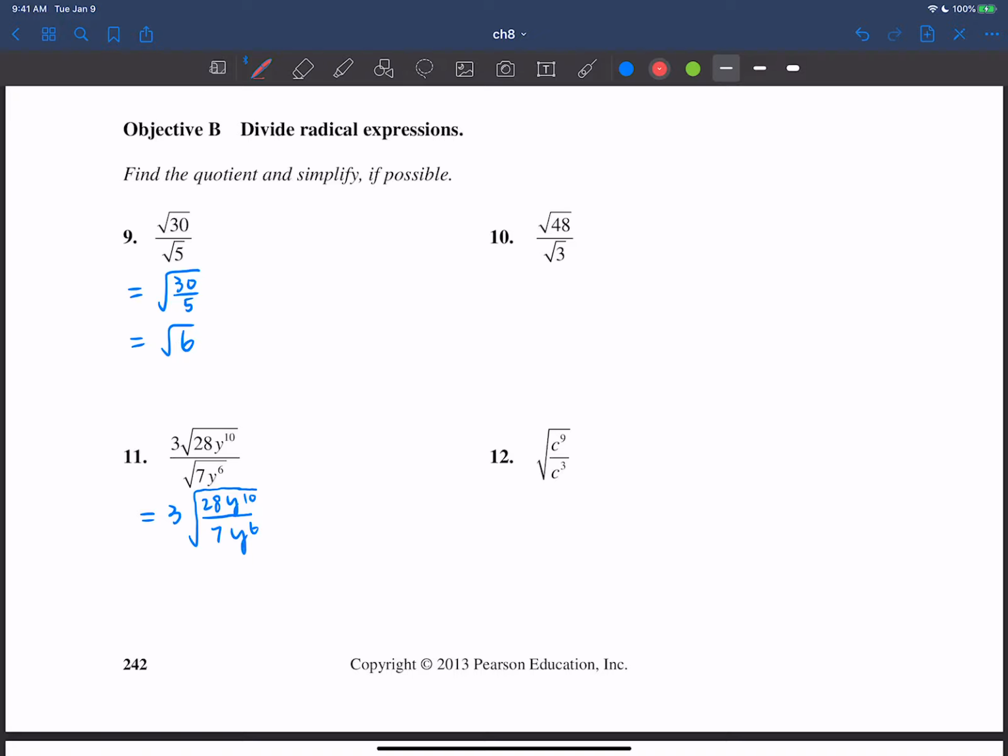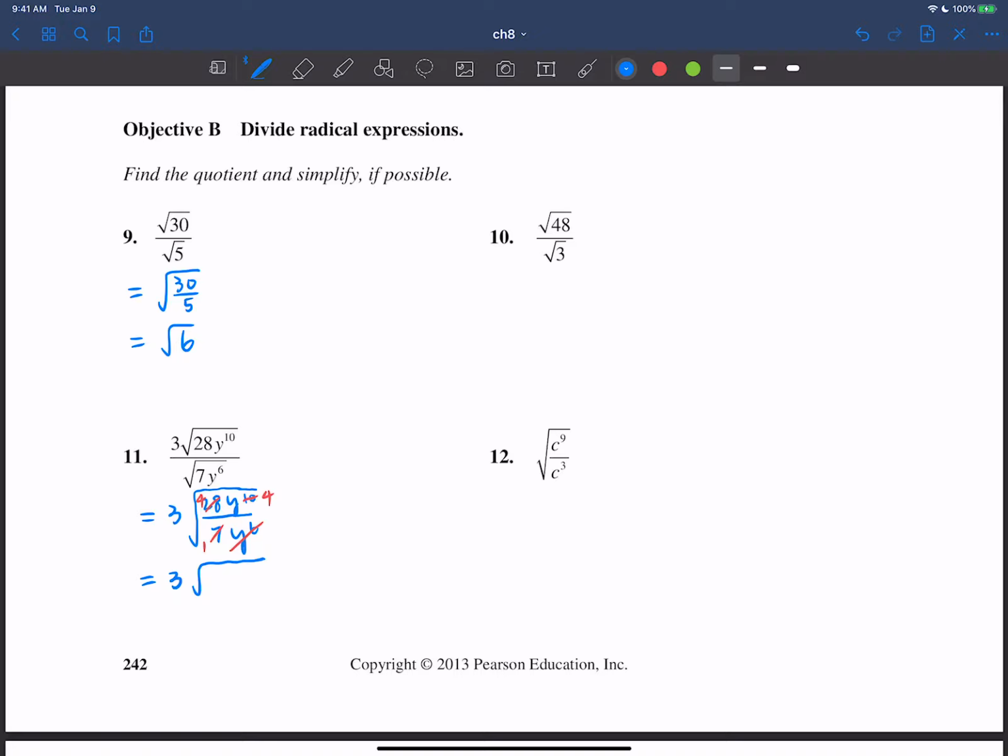Numerical part, 28 and 7, they have a common factor of 7. So I divide both of them by 7. 28 becomes 4, 7 becomes 1. y to the 10th over y to the 6th, they have a common factor of y to the 6th. So I cross out this y to the 6th, cross out the 10, and write down 4, because that's the difference between 10 and 6. And then I'm going to write down what's left. 3 radical, there's nothing left in the denominator. We only have the numerator, which is 4y to the 4th.